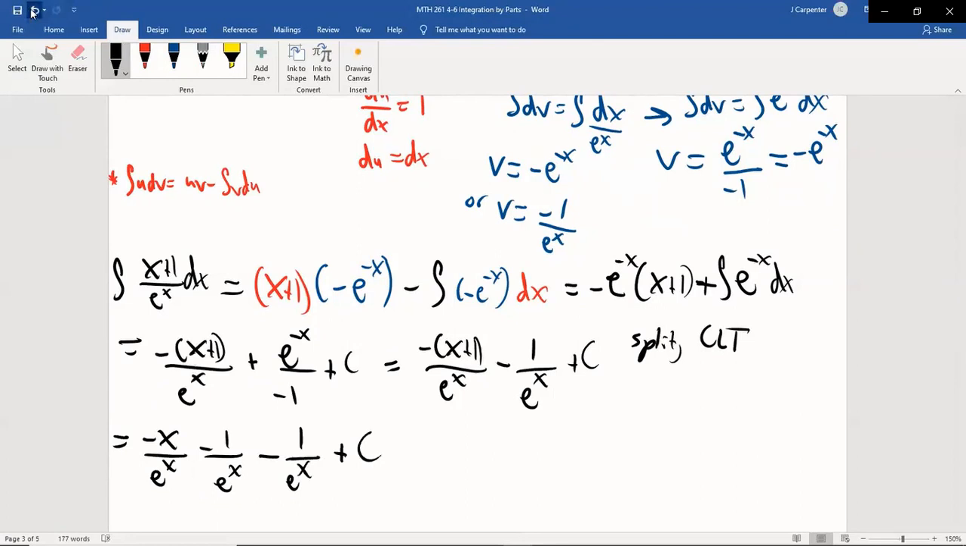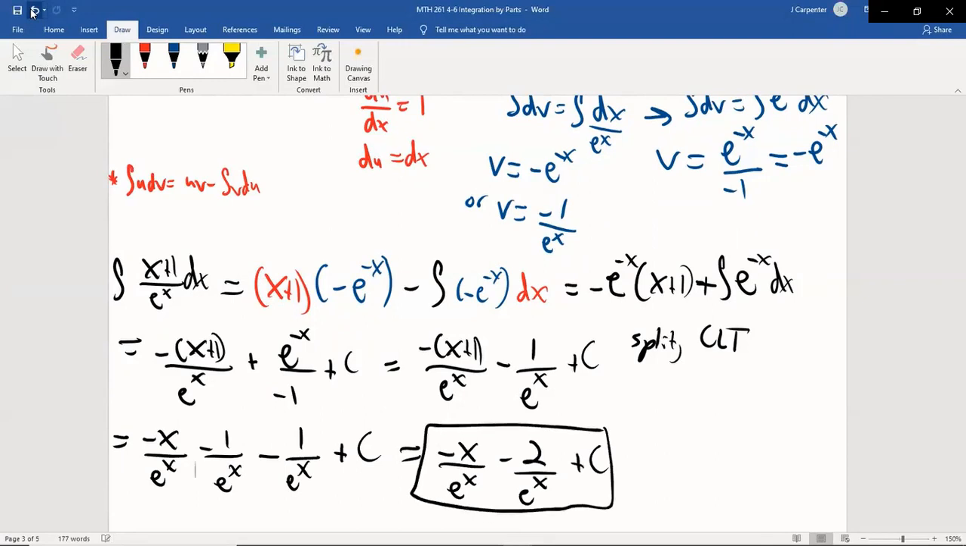Now this term and this term, the second and the third terms, are literally the same thing. This is like negative a minus a, 1 over e to the x, 1 over e to the x. We combine those. Negative 1 minus 1 is negative 2. So what we ultimately end up with is negative x over e to the x minus 2 over e to the x plus c.